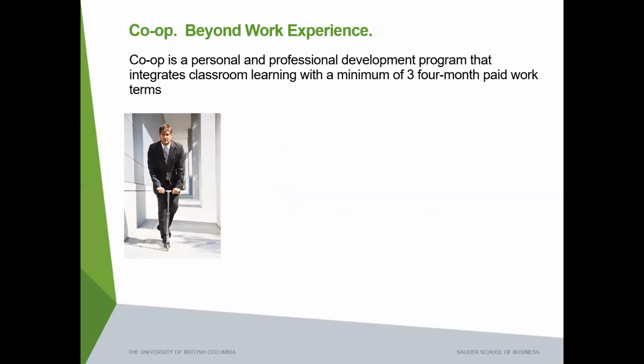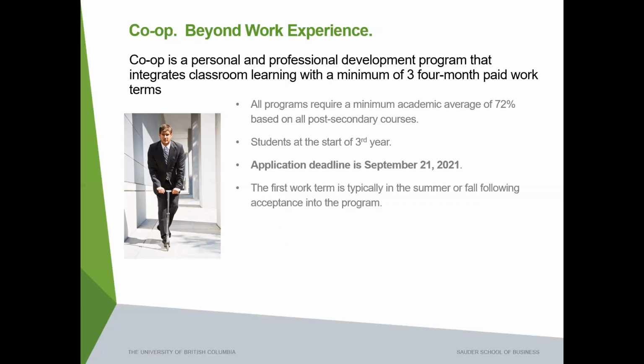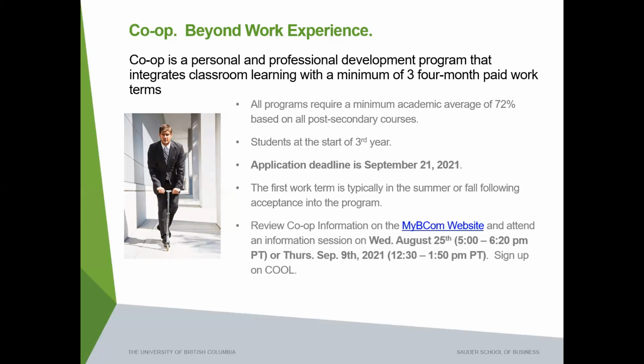So just a little bit about co-op. It's a personal professional development program that integrates classroom learning with a minimum of three four-month paid work terms. All programs require a minimum academic average of 72% based on all your post-secondary courses. Students start the co-op program in year 3. The application deadline this year is September 21st, 2021. The first work term is typically in the summer or fall following acceptance into the program.